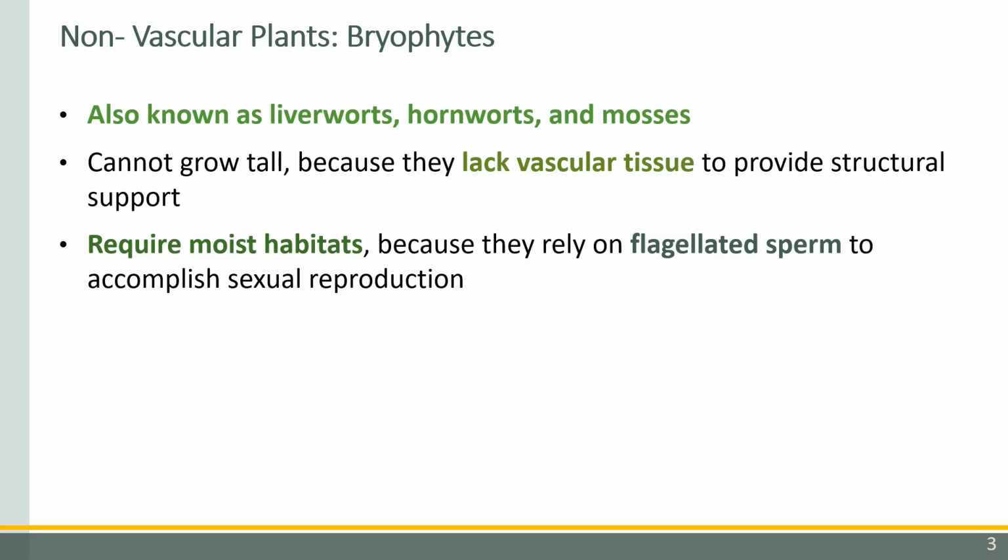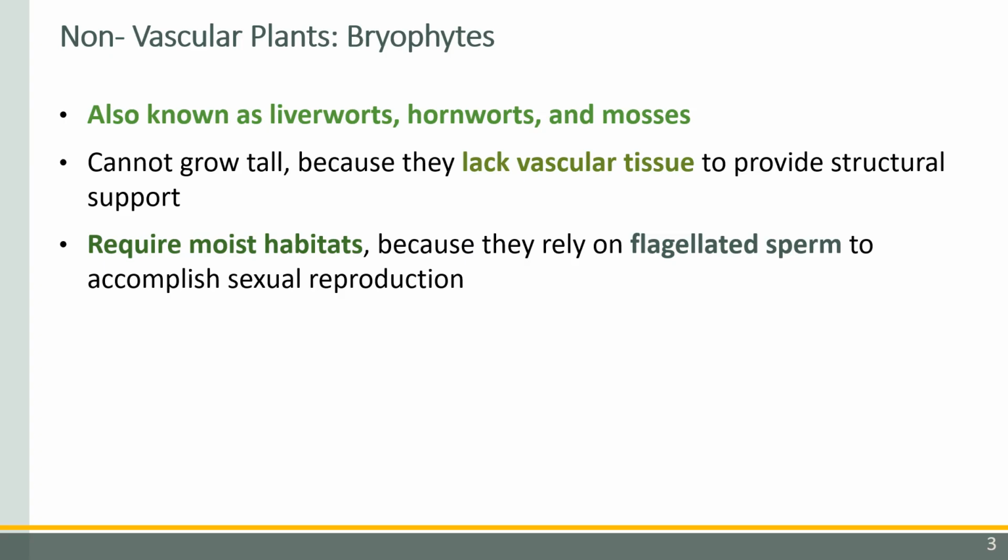Great. So our first plants are the non-vascular plants. Non-vascular plants are plants that do not have a system for moving water and nutrients throughout the plant. Basically, they do not have tubes that run from one part of the plant to another.